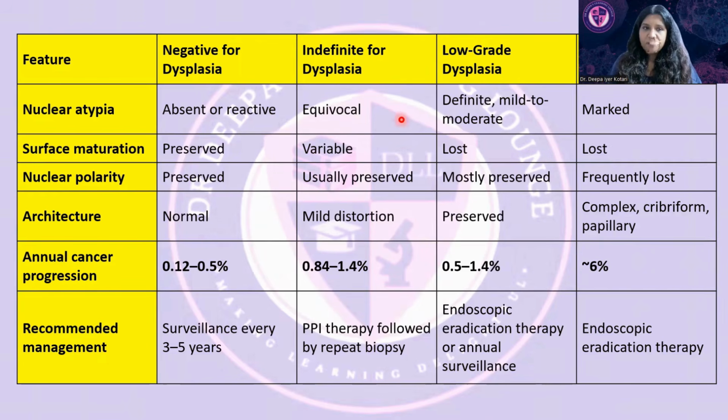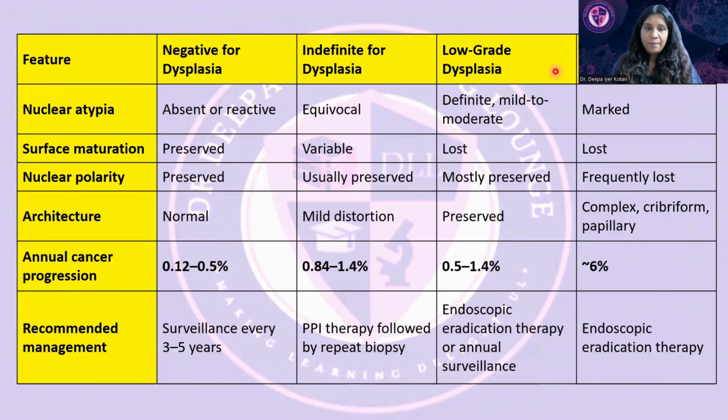If it is indefinite for dysplasia, it's not a waste paper basket. You have to use it very carefully. Nuclear atypia is more or less equivocal. You can't really make out if it is inflammatory or dysplastic. Surface maturation is variable, nuclear polarity is usually preserved, and mild distortion of architecture will be present. The annual progression is 0.84 to 1.4. PPI therapy followed by repeat biopsy is the recommended management.